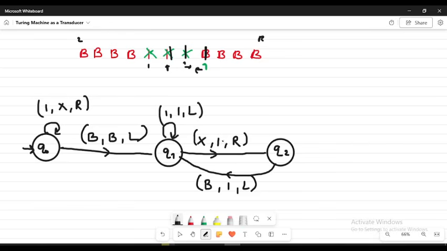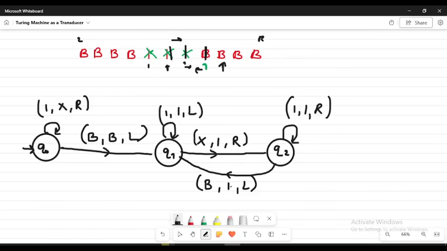So whenever you see x, you will make it 1 and move in right direction. Again you will make it 1 and move in right direction. So while moving in right direction, you have to cross all the ones in between. So here also you have to mention that. Whenever you see 1, make it as 1 and move in right direction. Here also when you're moving in right direction, whatever one you see, you have to make it 1, and suddenly you will hit the blank. So whenever you hit the blank, you are at Q2 state.